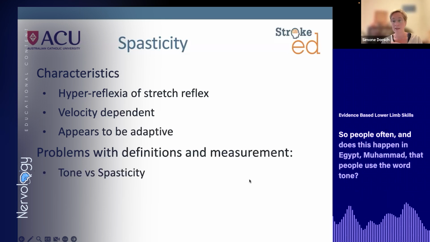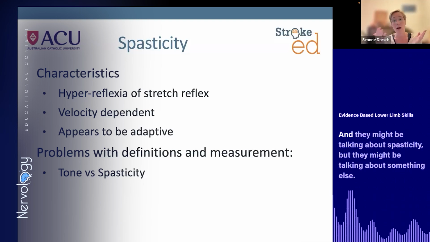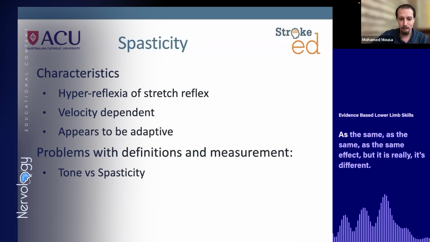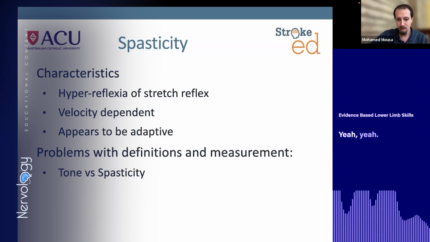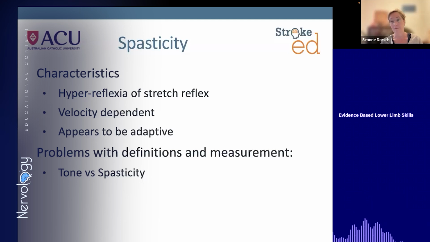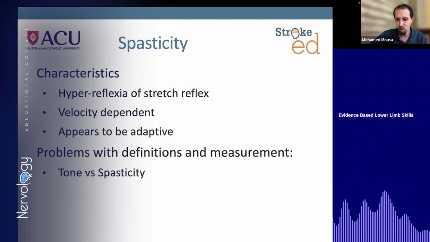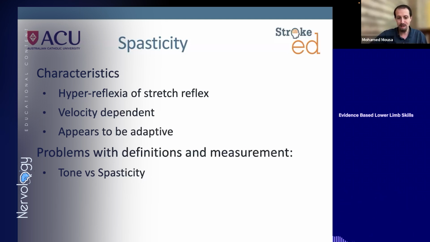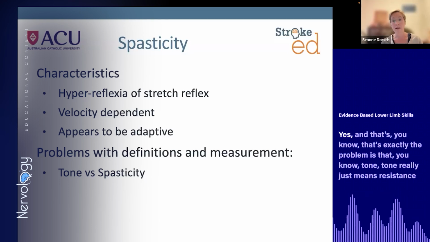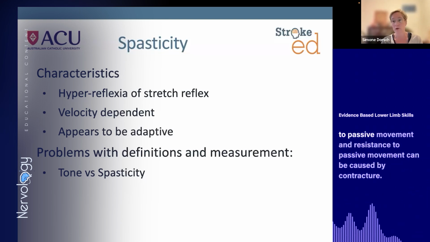So people often use the word tone, and they might be talking about spasticity, but they might be talking about something else. Does this happen in Egypt, Mohamed? Tone is not the same as spasticity, as tone can contain mechanical problems and neurological problems, but spasticity is a neurological problem at first. Yes, and that's exactly the problem, is that tone really just means resistance to passive movement.